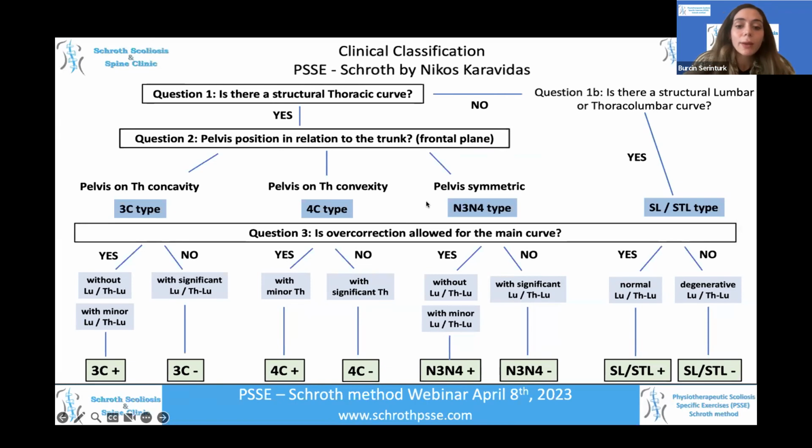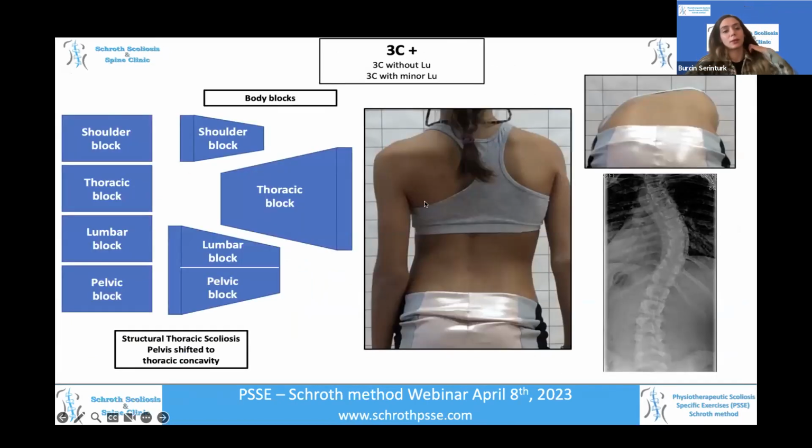Let's look at all types of scoliosis one by one with examples. This is 3C plus. 3C means we have structural thoracic scoliosis and pelvis on thoracic concavity. But if we have 3C without lumbar or with minor lumbar, we call it 3C plus. We have much more significant thoracic compared to lumbar, much more significant curvature, much more rotation in thoracic region. This is 3C plus.